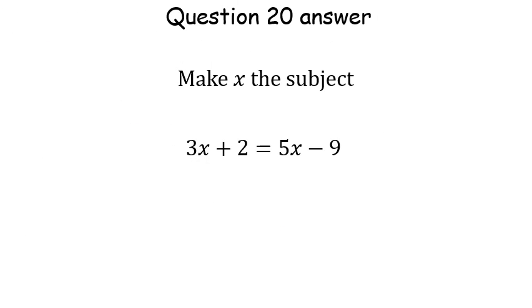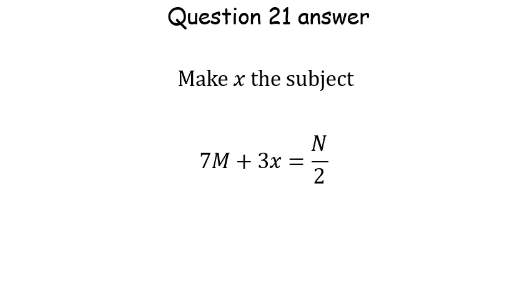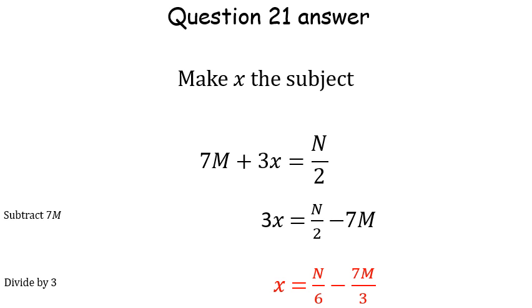Question 20. As there are x terms on both sides of the equals sign, I first subtracted 3x. I then added 9 to get the x term on its own and then divided by 2, getting x equals 11/2. Question 21. To get the x term on its own, I first subtracted 7m from both sides. I then divided by 3, getting x equals n/6 minus 7m/3.